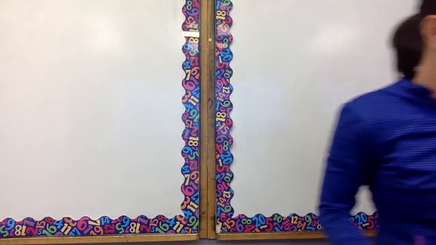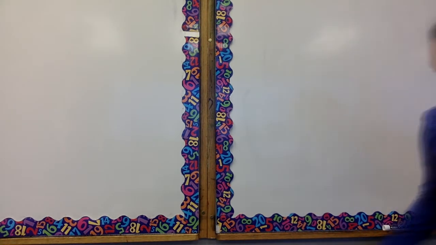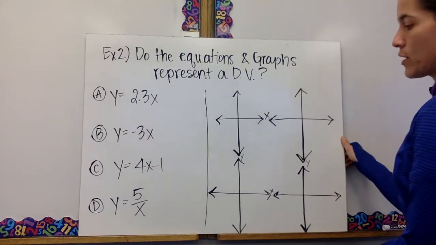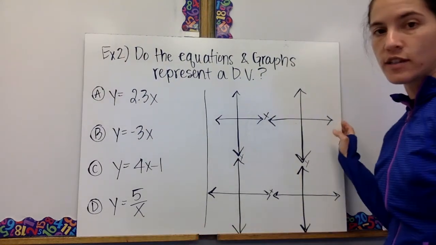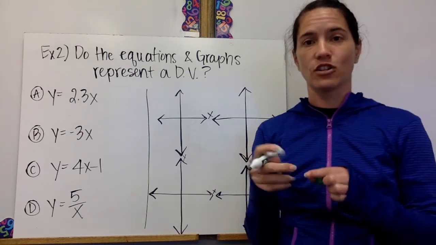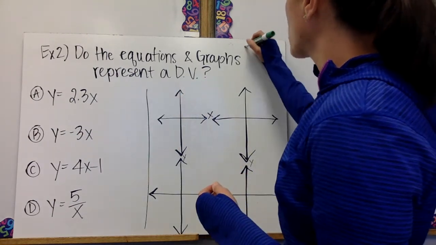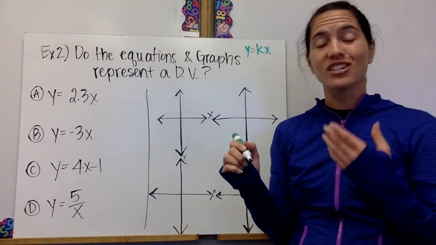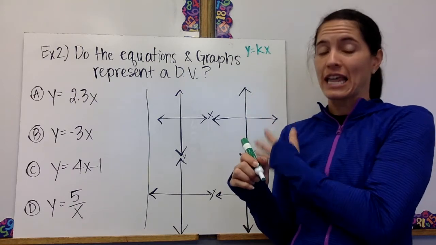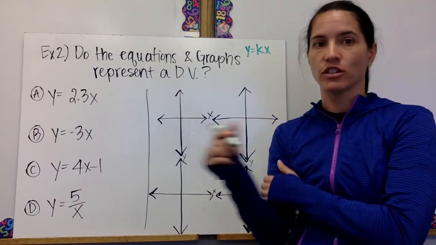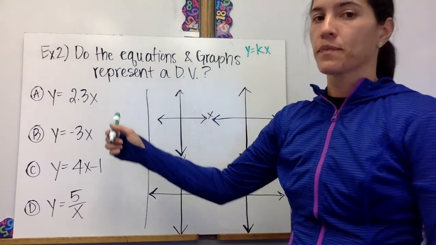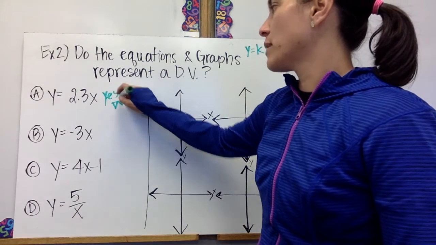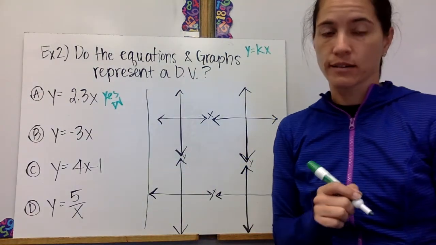Okay, got to figure out where to put my board. All right, example 2, do these equations and graphs form a direct variation? The equation for a direct variation is y equals kx. If the equation is in that form, or you can get it to that form, then it is a direct variation. So letter A, y equals 2.3x, the answer is yes, it's a direct variation because it's in the form y equals kx.